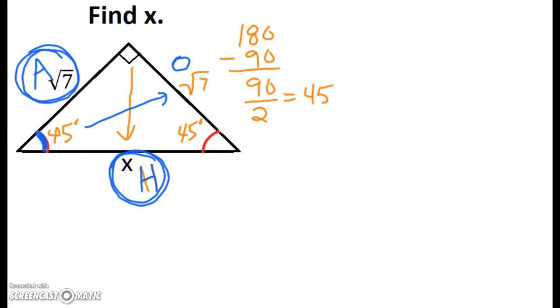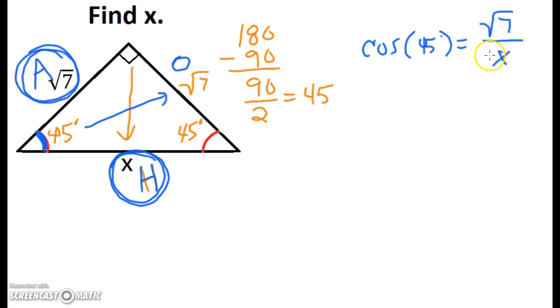All right, so we have the adjacent side and we have the hypotenuse. Which of our trig ratios uses a and h? And that should be cosine. So we should say that the cosine of our angle, which is 45 degrees, is equal to, and cosine is a over h. So that's going to be the square root of 7 over, and h is x.